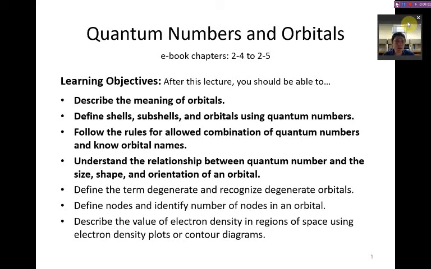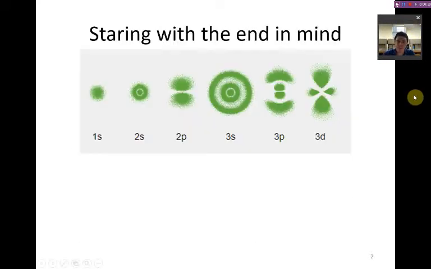Welcome back, everyone. In this video, we're going to continue learning about quantum numbers and orbitals. We're going to talk about different ways of describing orbitals in terms of their shell and subshells, and then talk about what rules dictate which quantum numbers are allowed, and then use that information to relate quantum numbers to the size, the shape, and orientation of an orbital.